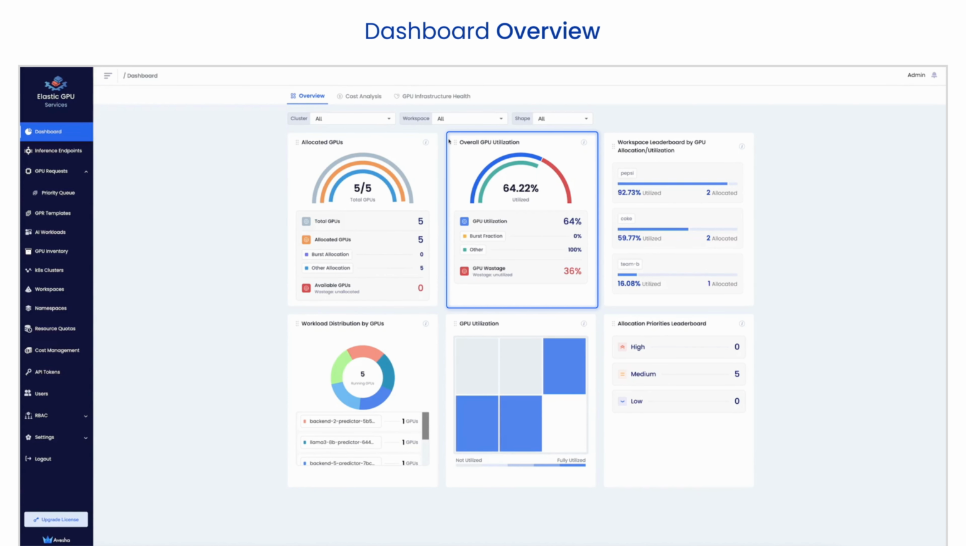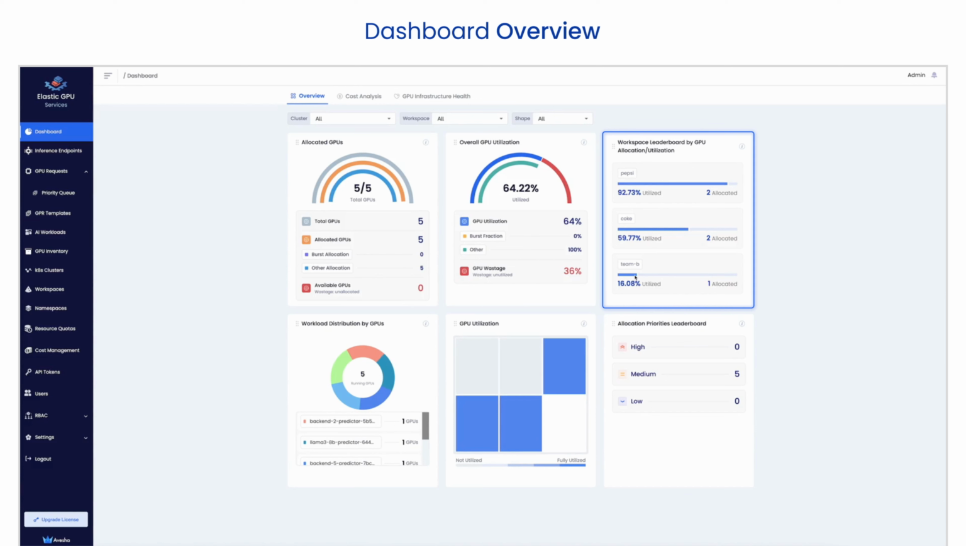As we move to the right and look at GPU utilization, the utilization is currently running about 64% of the total capacity of the system. That means we're actually wasting about 36% of the GPUs that we have.